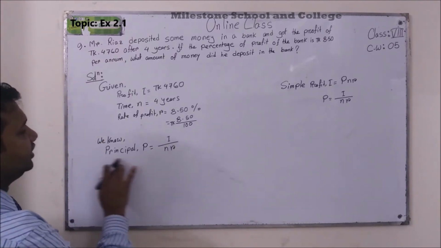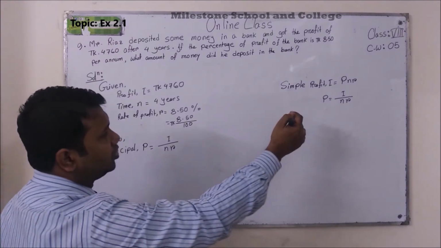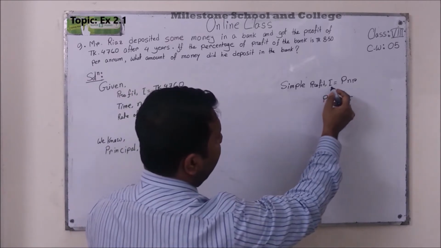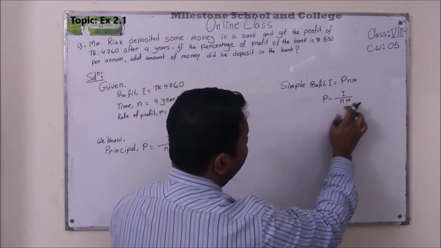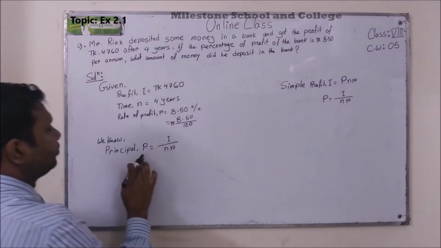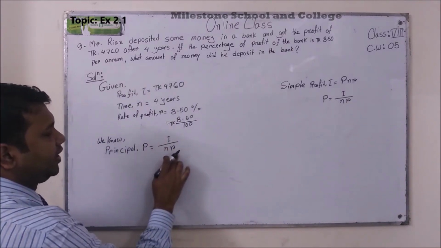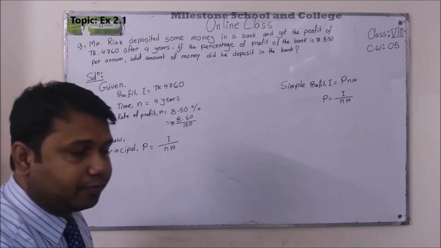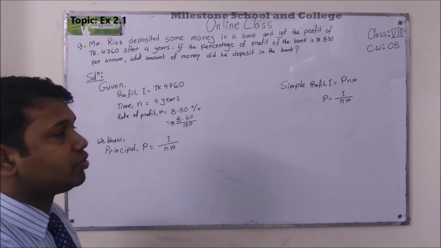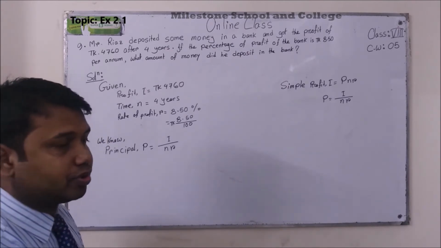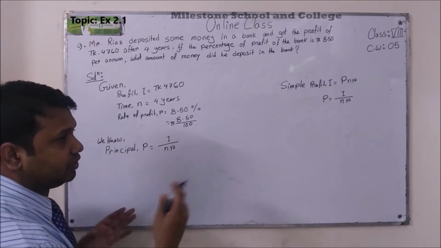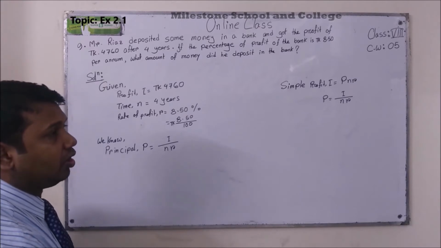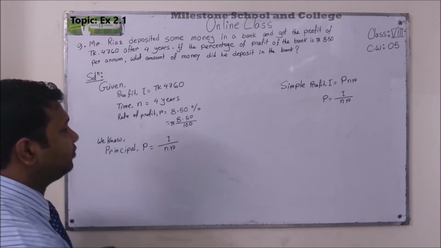Okay, so this is the formula we use. Simple profit I equals PNR. From that we can write P equals I by NR. So that is your principal. We have to memorize as many formulas as are given in the book, so it will be easier to solve the maths. So please memorize them, and write all the formulas together in a separate copy or sheet.